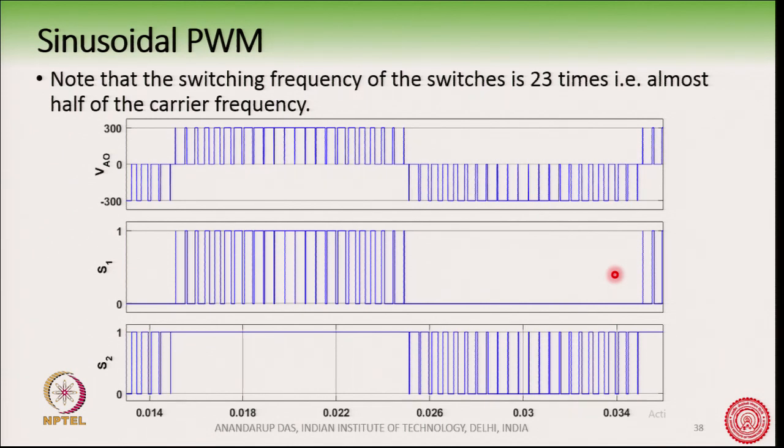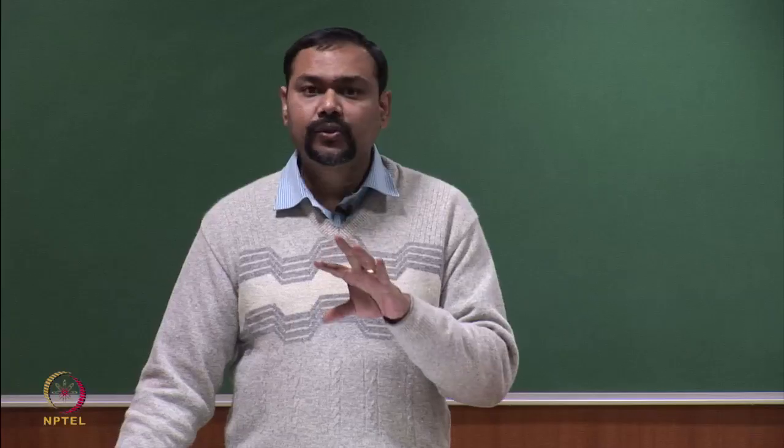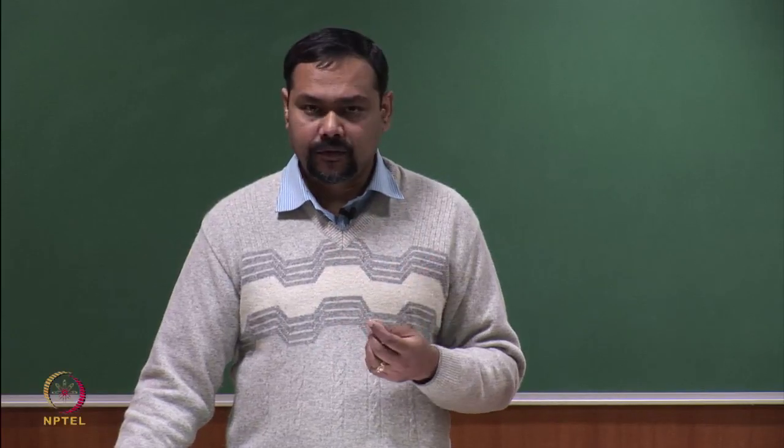This is where you see the difference between a conventional VSI and the 3 level NPC. In a conventional VSI, if the carrier frequency was 45 times the fundamental, all the switches would also have switched at 45 times.